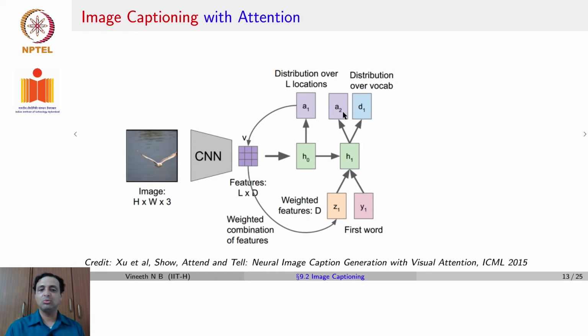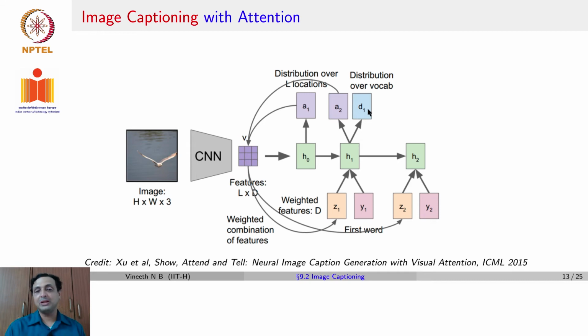What do we do with these two? A2 is once again multiplied with the feature map to give us a new weighted representation of the image feature map, Z2, and D1, which is the word generated, could be the input Y2, or when you're training, you could just have the second word of the caption as input Y2 to the next step of the RNN. So Z2 and Y2 are the inputs to the hidden state of the next step in the RNN.